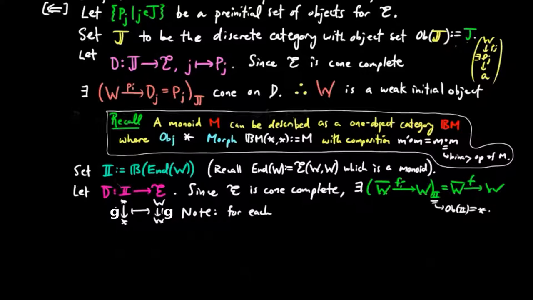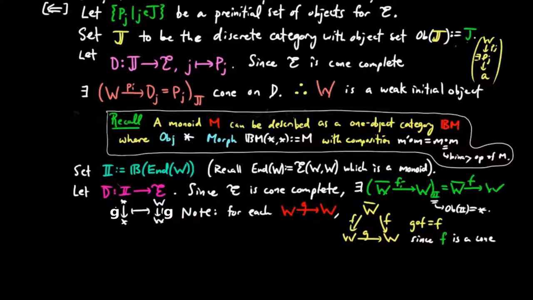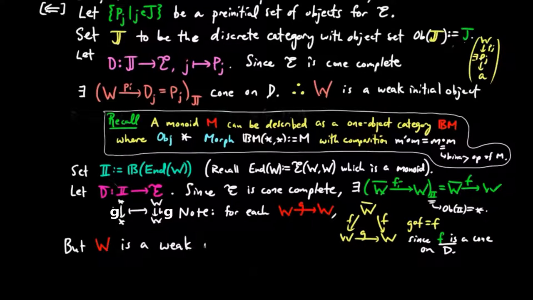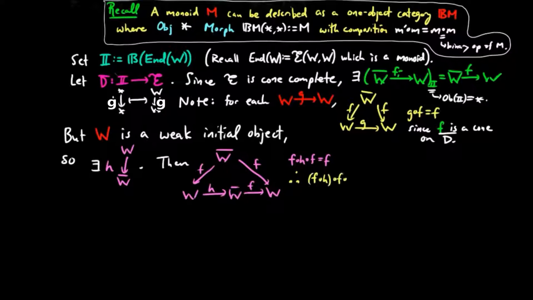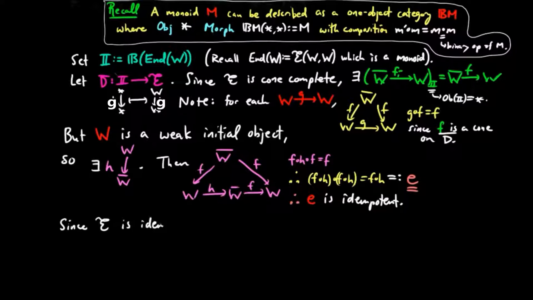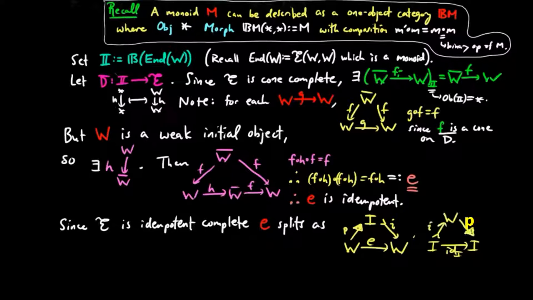We note that for each W endomorphism G, GF is equal to F since F is a cone on D bar. But W is a weak initial object, so there exists some W endomorphism H from W to W bar. Then by our previous observation, we have FHF is equal to F, and therefore FHFH is equal to FH. And we set this equal to E, which shows E is idempotent. Then since E is idempotent complete, E splits as IP via some E object I. And now we claim I is the initial object of E.